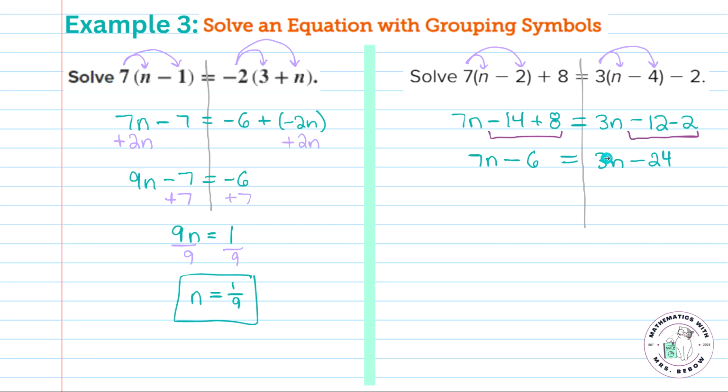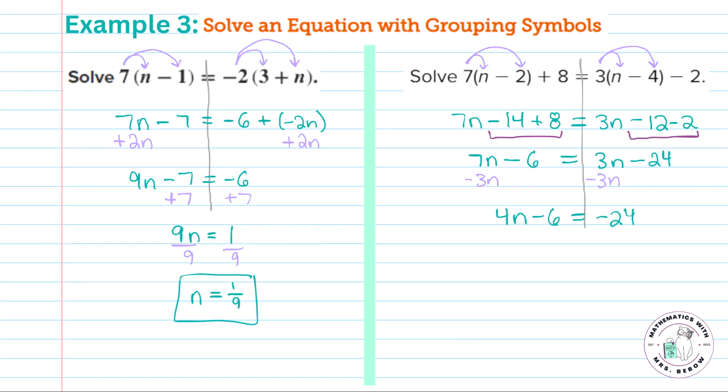I like to start off with, again, one of the variable terms, preferably the one that's going to make it so that I don't have a negative coefficient, which isn't always a possibility, but I try to avoid those negative coefficients as much as possible. So I'm going to subtract 3n from both sides of my equation. And what happens is now we're going to have 4n minus 6 equals negative 24.